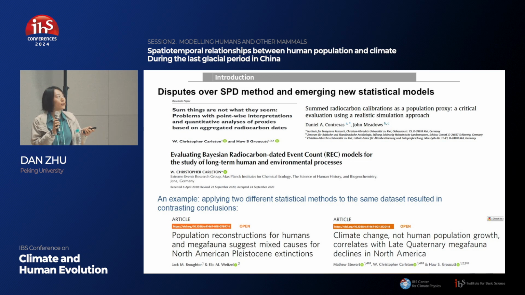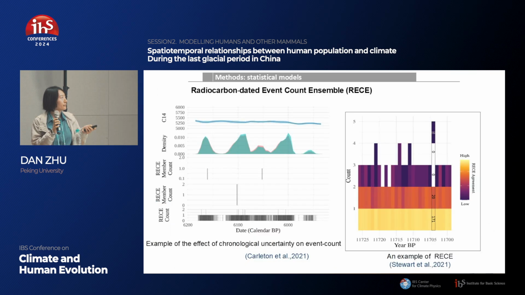To overcome this limitation, a new statistical model called the radiocarbon-dated event count, or REC, model was proposed. It has been shown that applying either the REC method or the SPD method to exactly the same data set will generate contrasting conclusions regarding the megafaunal extinctions in North America, as presented in these two papers.